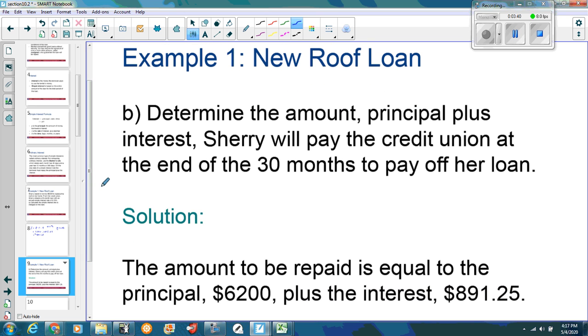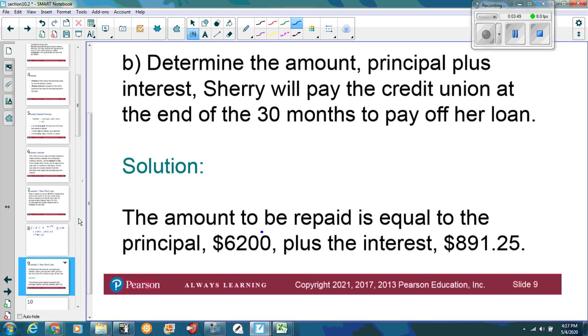So determine the amount, the principal plus the interest she'll pay when it's due. So you would just add $6,200 plus the $891 to get how much she would have to pay.